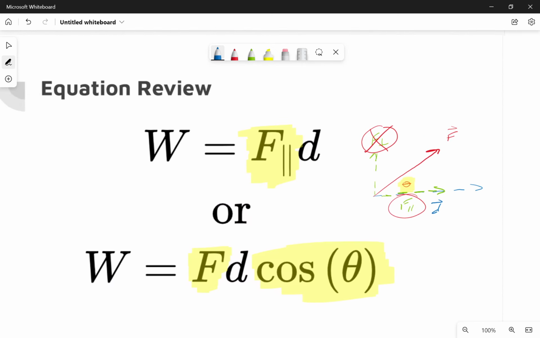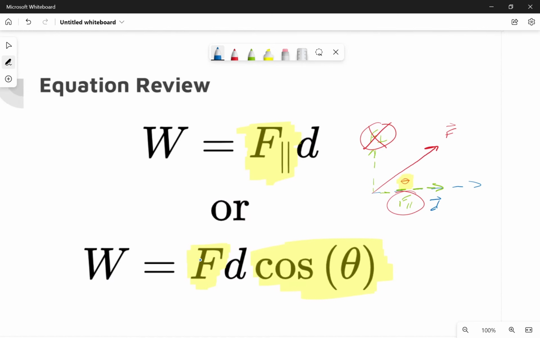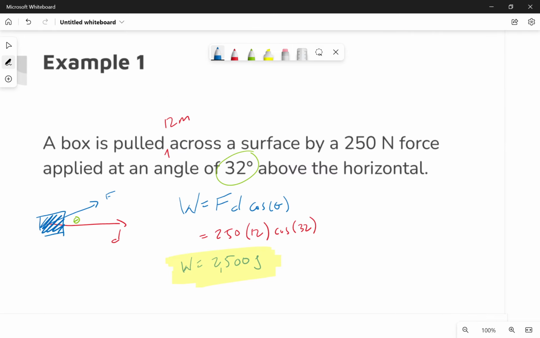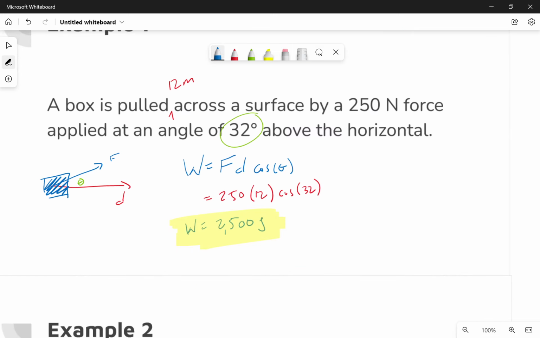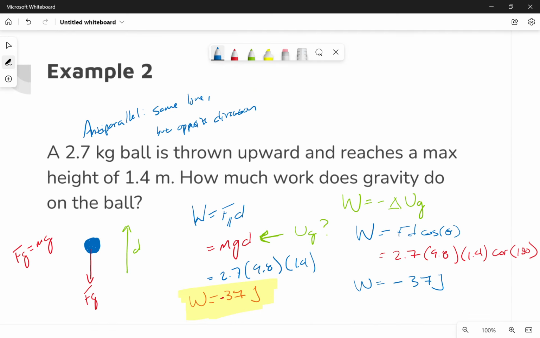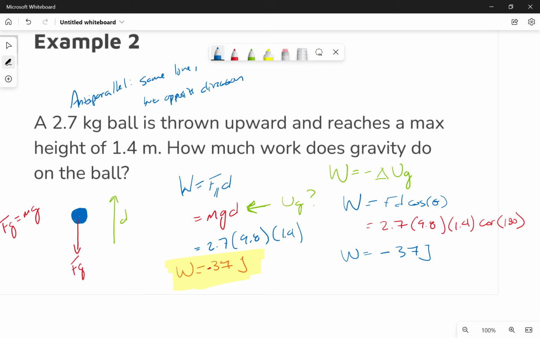So we have two representations of the equation, right? F parallel D and FD cosine theta. Those are equivalent. This one just breaks down that F parallel bit into F cosine of theta, where we know that the angle theta is measuring between the displacement and the force. And so in cases like this, you definitely have to use the second version. In cases like this one, you could go either way.